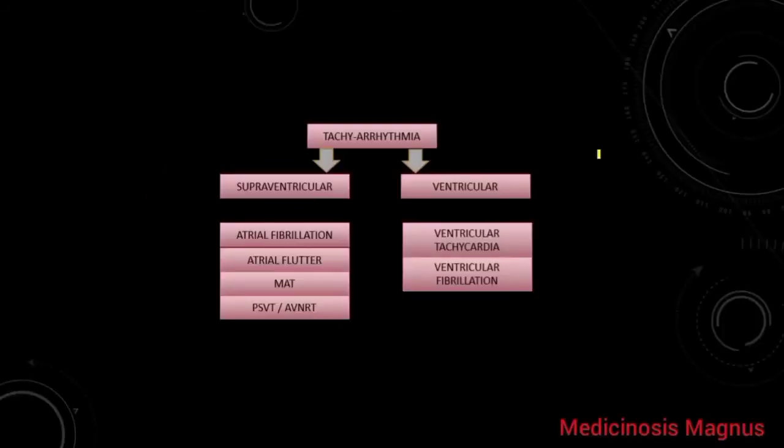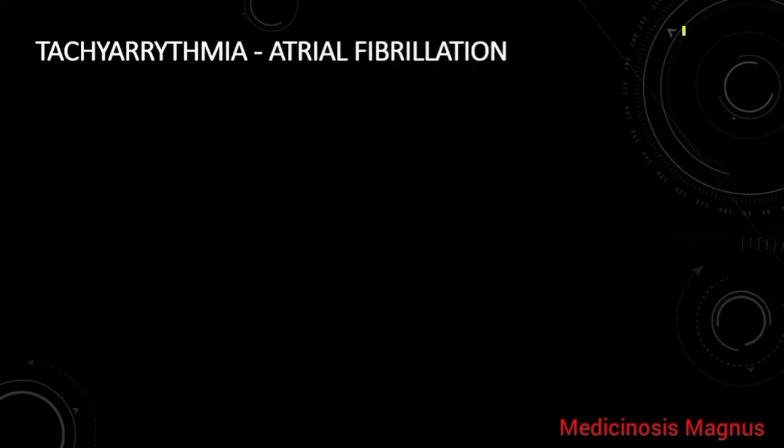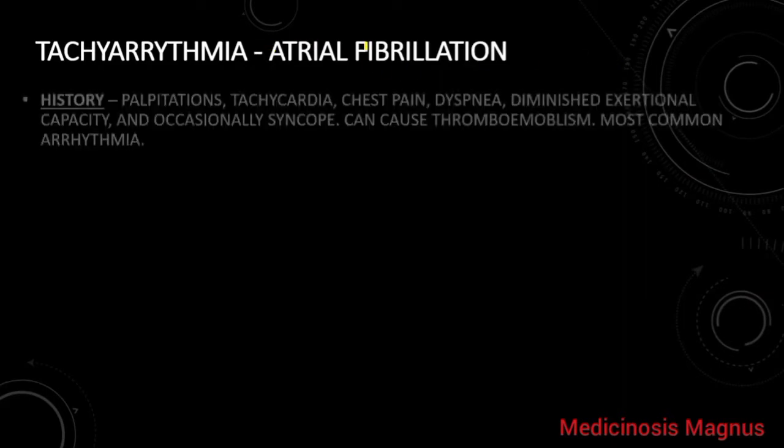We are just done with the bradyarrhythmias. Now let's see about the tachyarrhythmias. The tachyarrhythmias are mainly of two types, the supraventricular and the ventricular. First, let's see the supraventricular tachyarrhythmias, and the first one is atrial fibrillation.